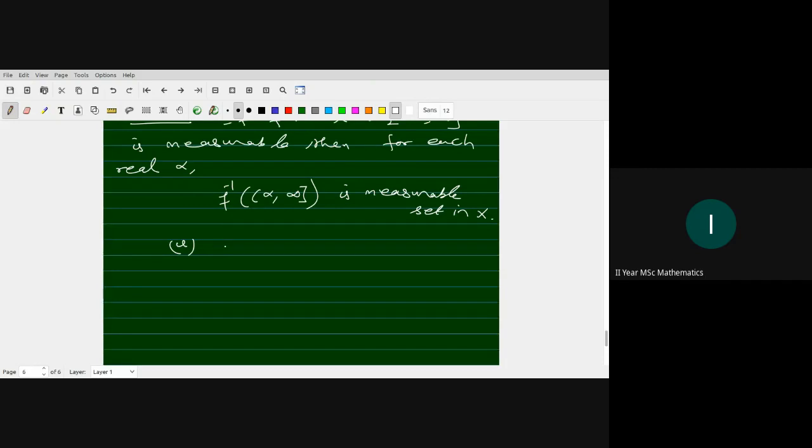That is, the set of all x in capital X such that f of x is greater than alpha. This set is measurable, right? This is measurable.